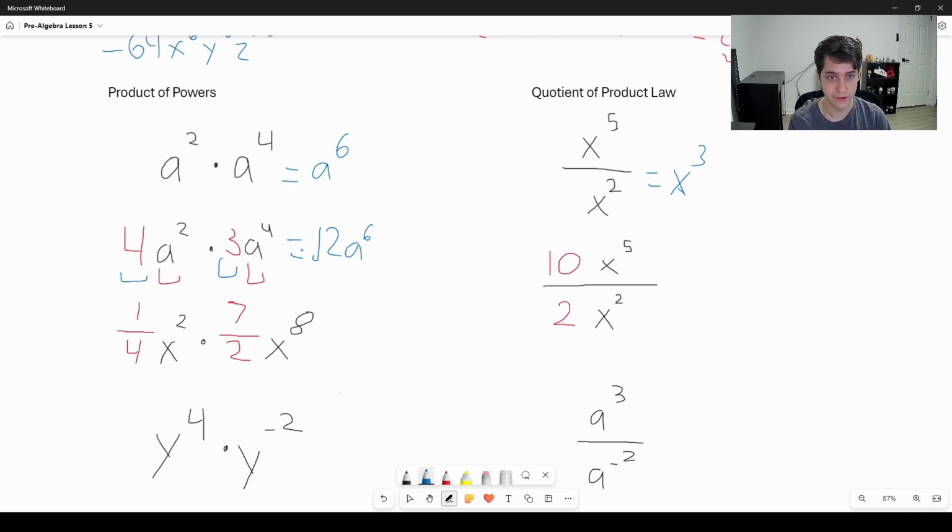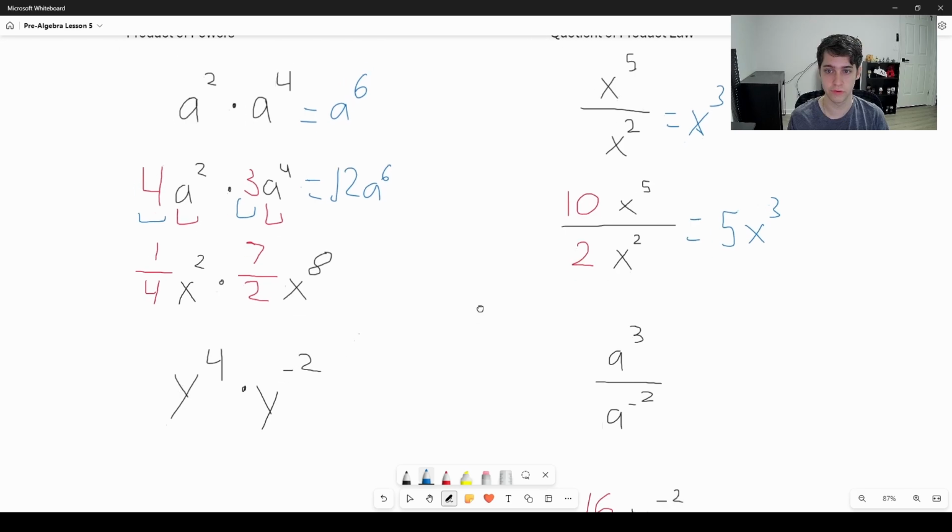So that's kind of how that works, is we're always just going to do the coefficients and then the variables and then kind of put our answers together at the end. So same idea happens with the quotient of product law. Now it's a fraction bar, right? So we're dividing this 10 into 2. And we're going to do that first to get our 5, and then we're going to subtract our exponents and get x to the 3rd. Hopefully those weren't too bad.